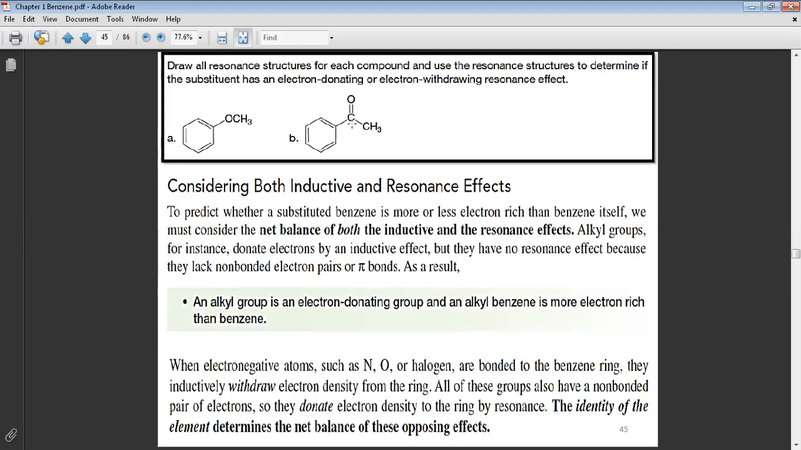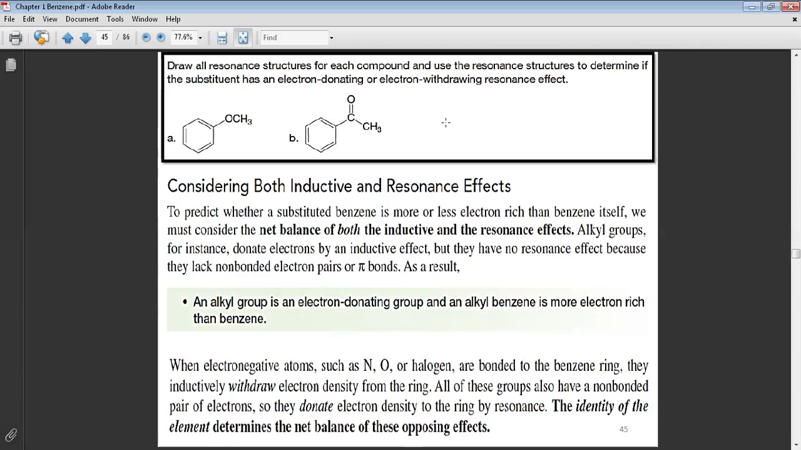Now, electron donating or withdrawing? Withdrawing. That means the electron density on the ring will decrease or increase? Decrease. Decrease by which effect? Resonance. Yes, by resonance. Okay. Now I think it is easy for you.